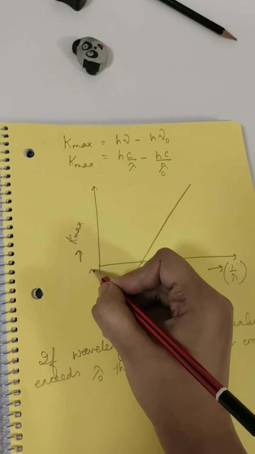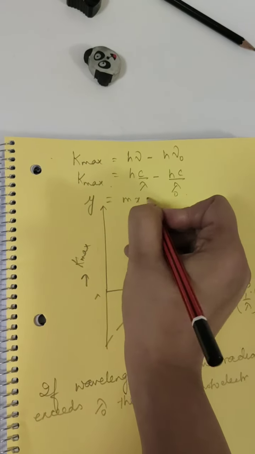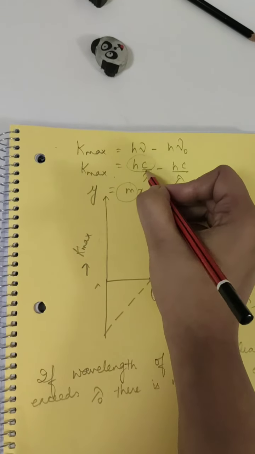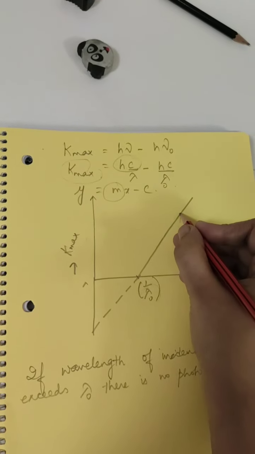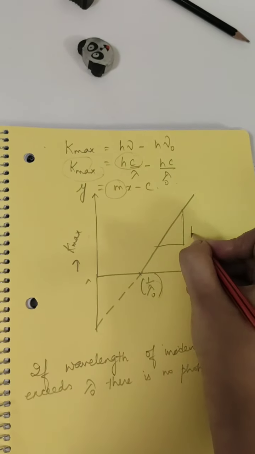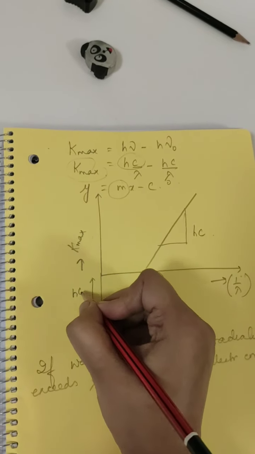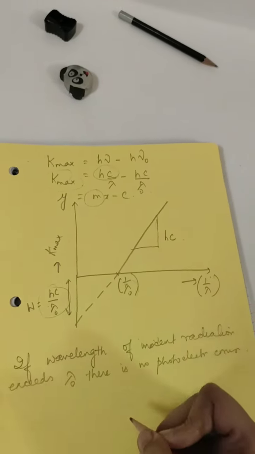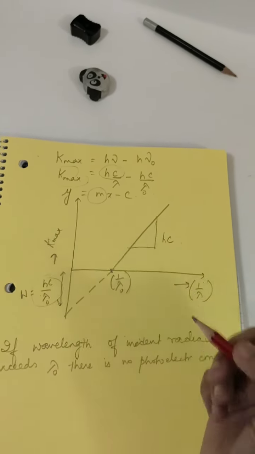So this intercept, what is the slope? Again do y equal to mx minus c. m here is hc, because you are plotting K max with 1 by lambda. So from here you are getting hc, and the intercept is hc by lambda naught. It's nothing but the work function. And this is 1 by lambda naught, where lambda naught is the threshold wavelength.